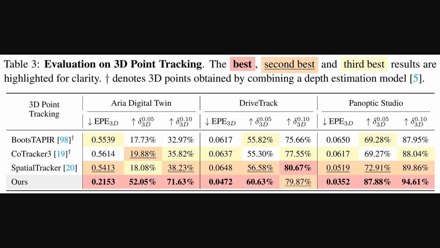Beyond just creating new views, this next table shows how well the model tracks motion by evaluating 3D point tracking. The main metric is endpoint error 3D, which is the distance between where the model predicts a point will be and its actual location, so lower is better. On all 3 datasets shown, ARIA Digital Twin, DriveTrack, and Panoptic Studio, the model, listed as ours, achieves a dramatically lower error. The other metrics measure the percentage of accurately tracked points, and here too, the model is the clear winner, showing its motion prediction is extremely robust.